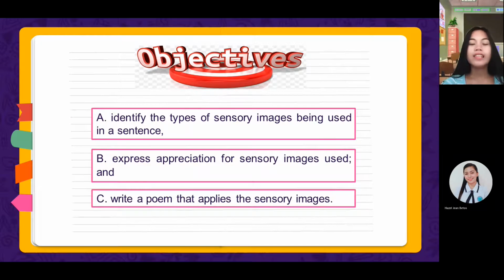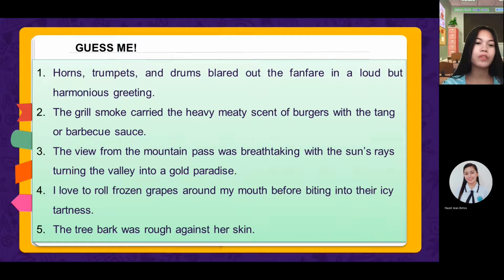All right. Now I have another activity for you, class. I have prepared 5 sentences and I want you to identify the sense that is present in each sentence. I will read them for you. First: horns, trumpets, and drums blared out the fanfare in a loud but harmonious greeting. What do you think is the sense present in this sentence? Alvin? Sense of hearing. All right.